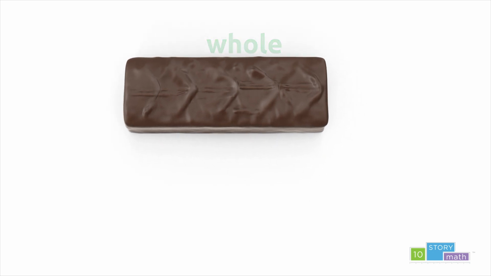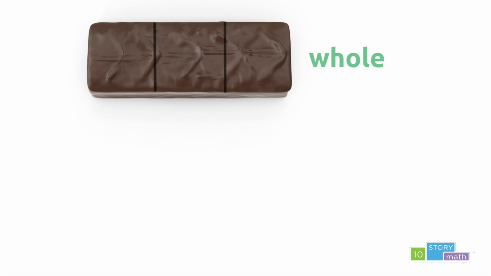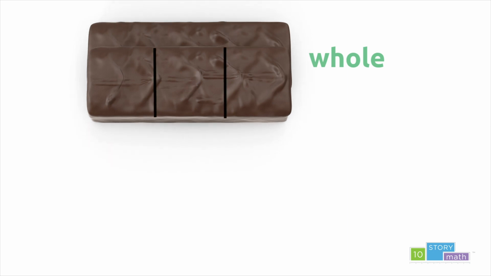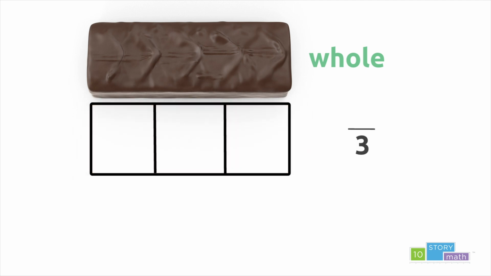And just like before, let's divide our candy bar into 3 equal parts. 2 vertical cuts, 3 equal parts. And those 3 parts we break the whole into represent the denominator. I'm going to be especially nice this time and give you 2/3 of the candy bar. Those 2 parts represent the numerator.